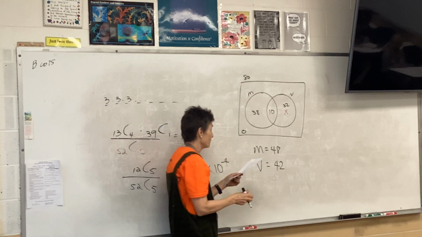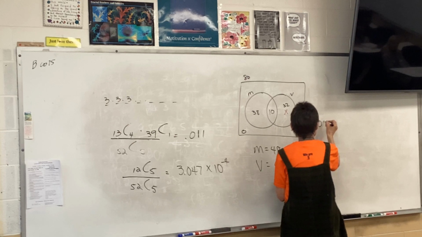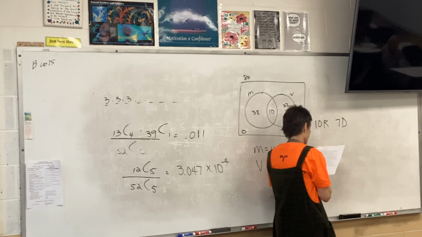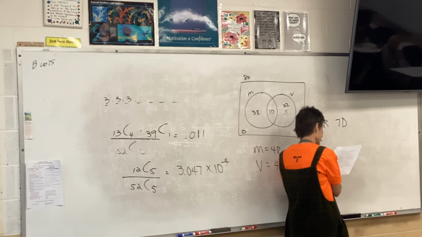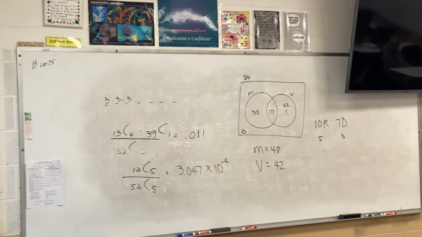All right, number 7. I have 10 Republicans and 7 Democrats. And I'm going to pick 5 of these and 3 of these. All right, so what do you think about this? What might be your strategy for this?